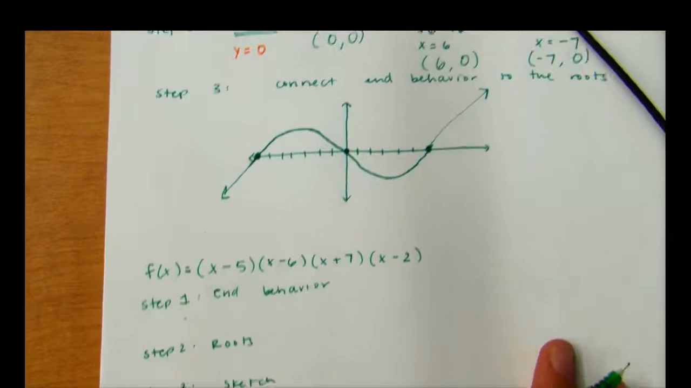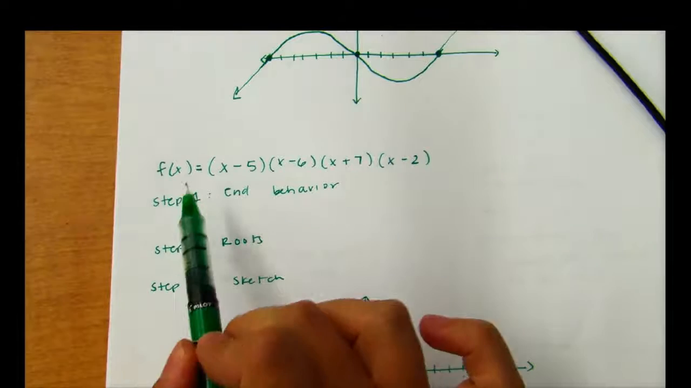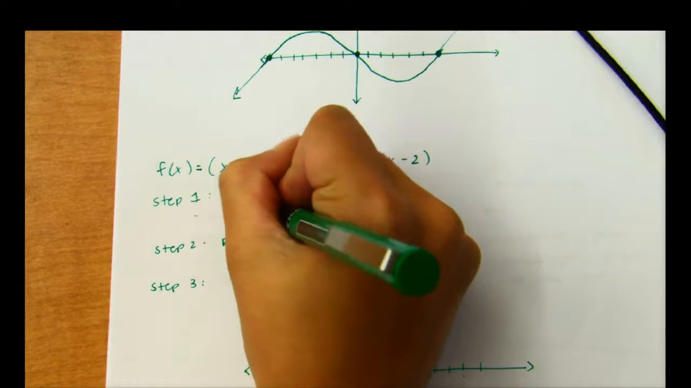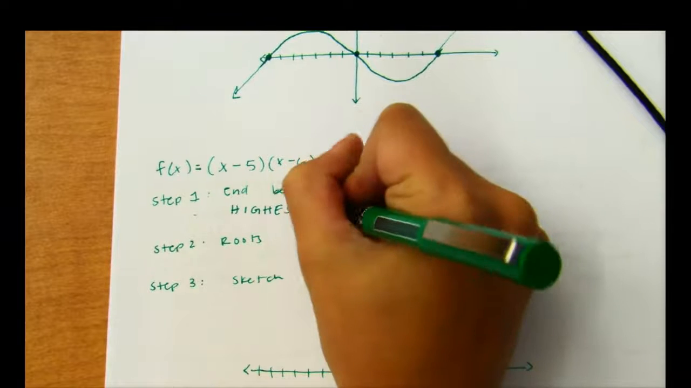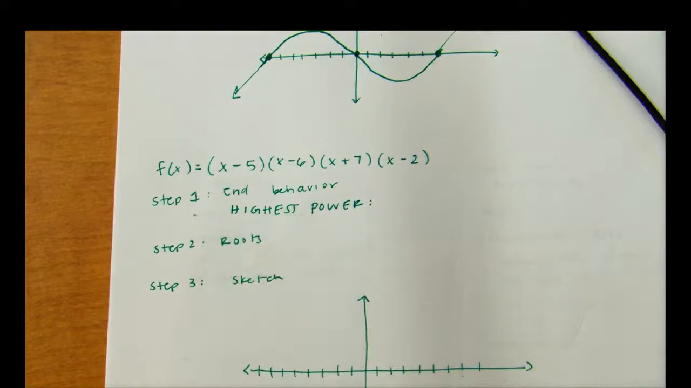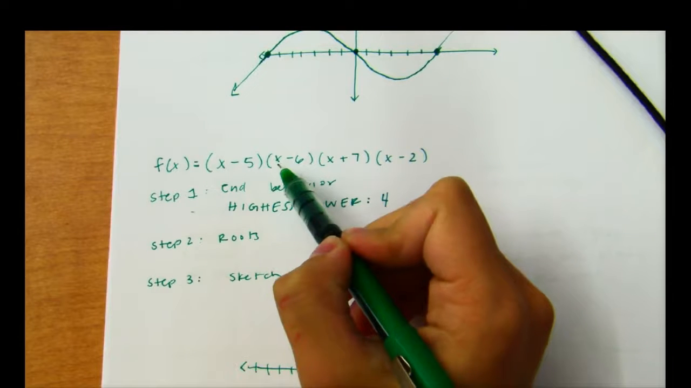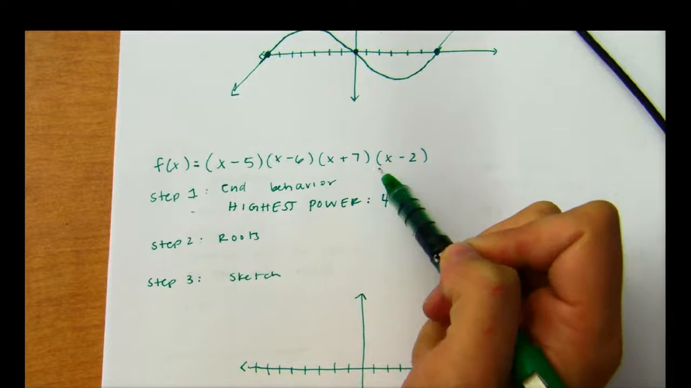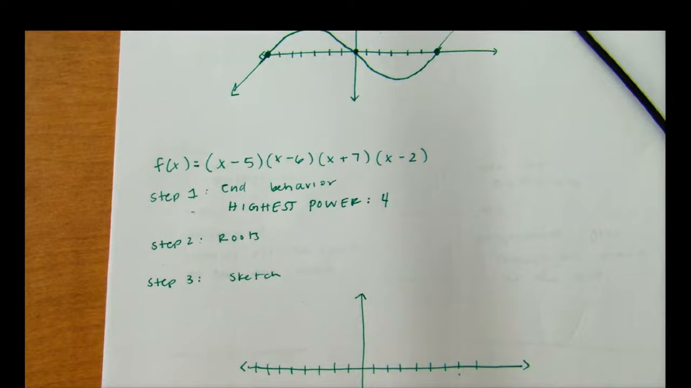Okay, let's take a look at this next function. F of x equals x minus 5 times x minus 6 times x plus 7 times x minus 2. What is the highest power going to be when I multiply these 4 factors together? Okay, hopefully you said x to the 4th. So if I multiply x times x, I've got x squared, times another x, I've got x cubed, times another x, I've got x to the 4th. That's going to be my largest power.